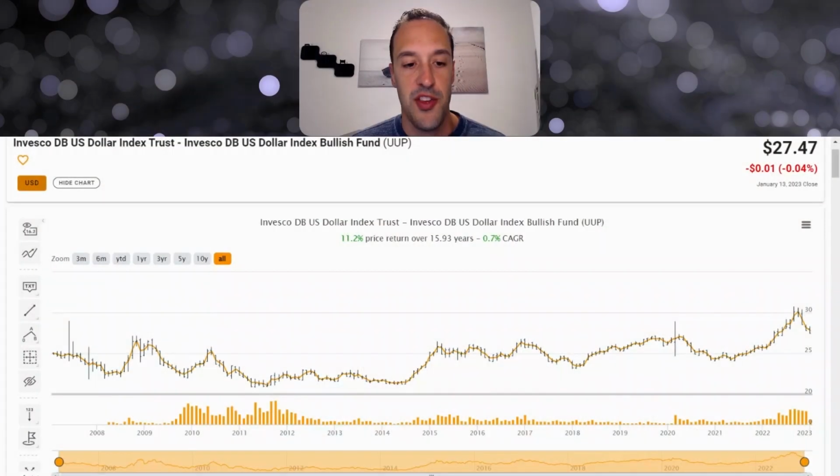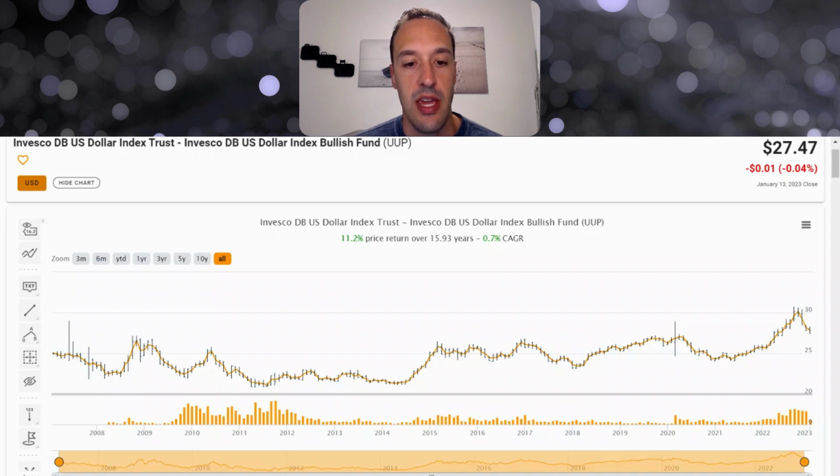Now, this is an interesting topic, and I'm going to introduce it here by sharing a chart of the Invesco US dollar index. This index follows the ICE US dollar index, which measures the value of the US dollar against a basket of other currencies, just over half of it the euro, and then a blend of other currencies. So here is the value of the US dollar using this index fund for about a decade and a half.